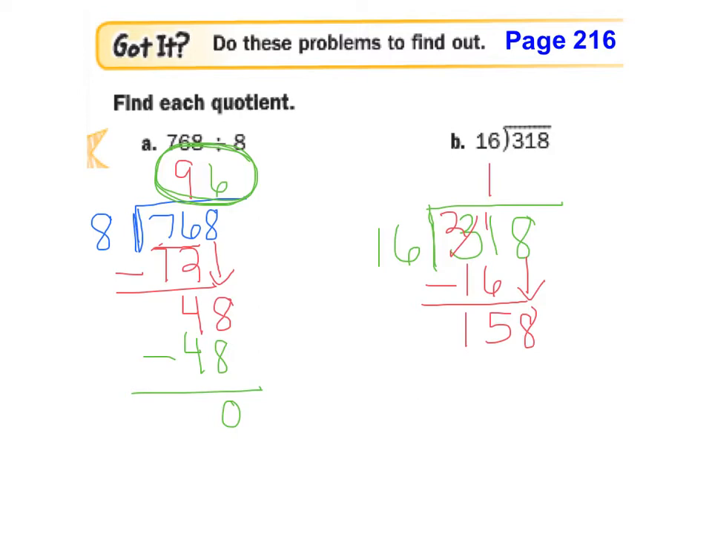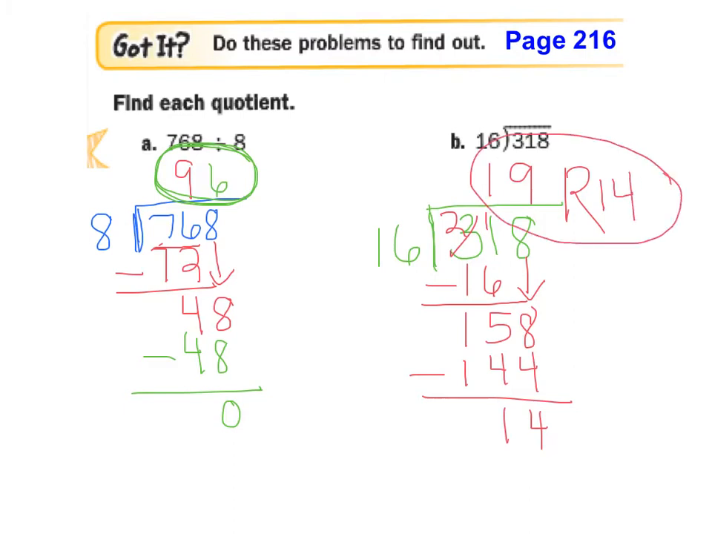16 goes into 158. Oof, sometimes these are pretty tough. 16 times 10 would be 160, so I know it's close. I'm going to do 9. 9 times 16 is 144. Subtract, 8 minus 4 is 4. I get 14. I have nothing left to bring down. At this point, we're not working with any decimals. It's all whole numbers. So I'm going to write this as a problem with a remainder. 19, remainder 14.